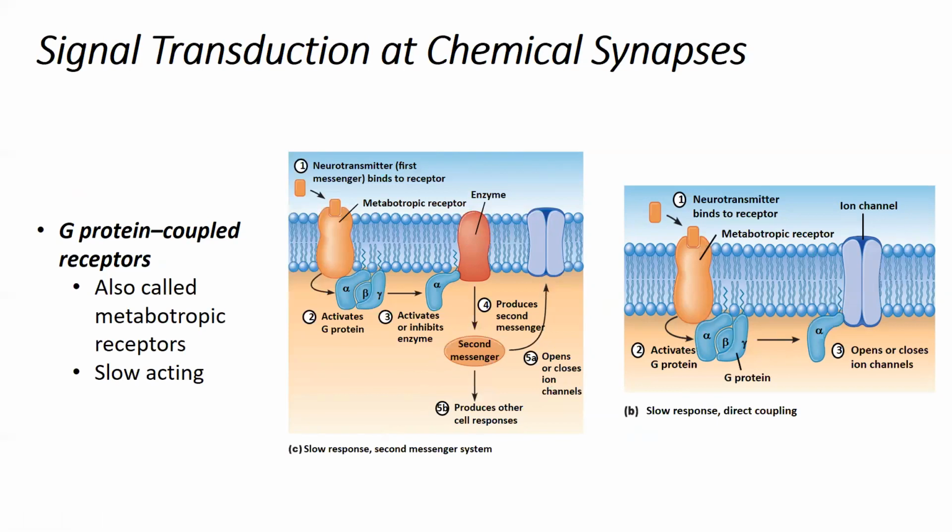I'll say that again. So one neurotransmitter binds to one metabotropic receptor, and we get a whole host of activities that bring about the production of second messenger molecules, which can go into the cell and bring about an amplified response. Okay, so although it's slower, this is going to amplify the response.